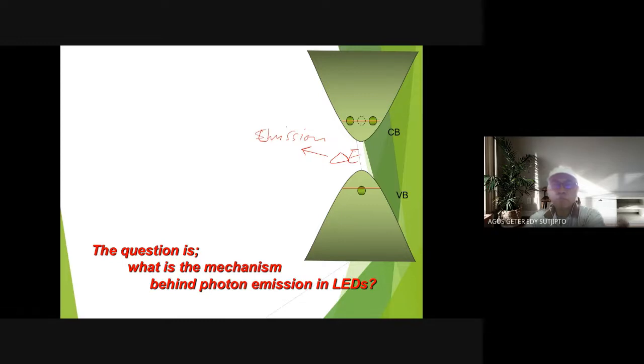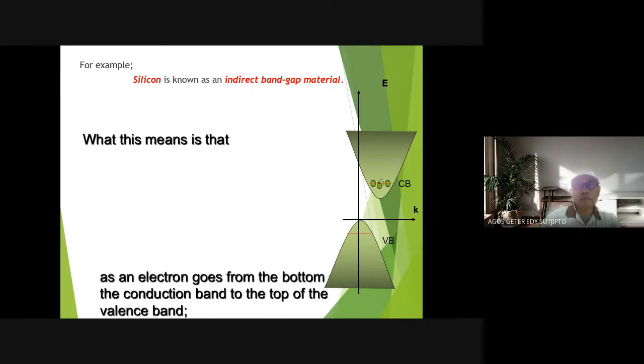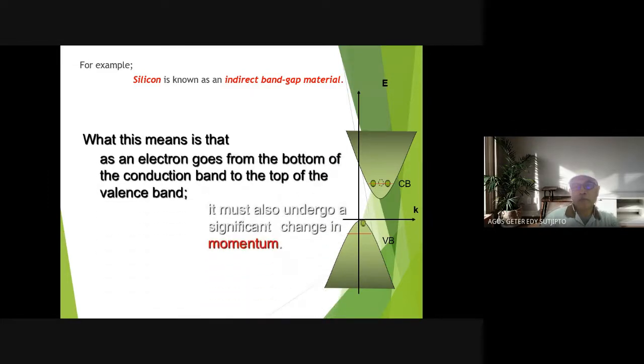So this goes to the environment actually. The energy here goes to the environment. Silicon is one of the materials having an indirect band gap. I think we have to study this in solid state physics.